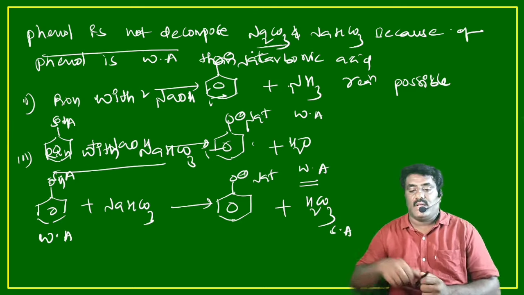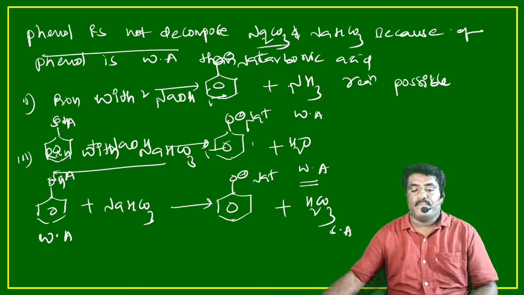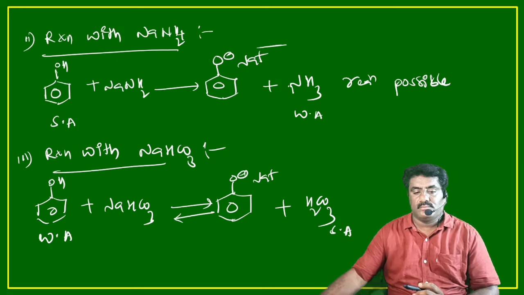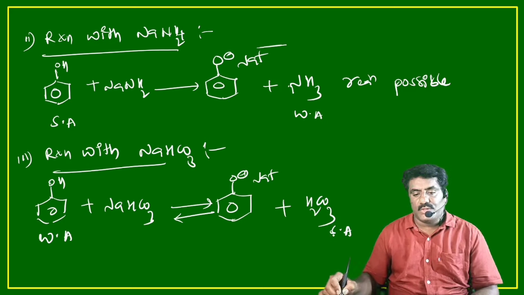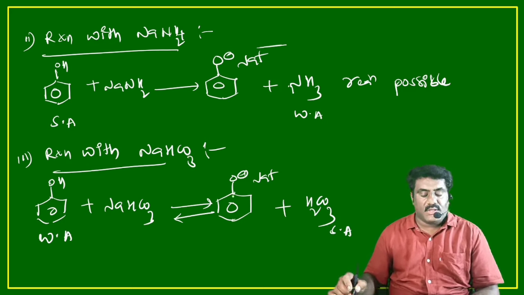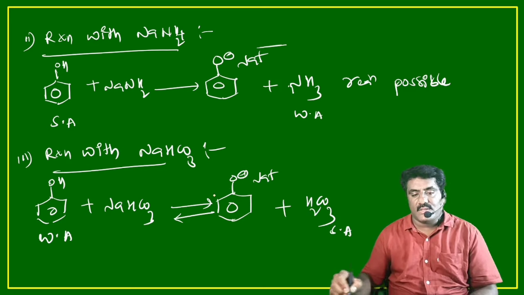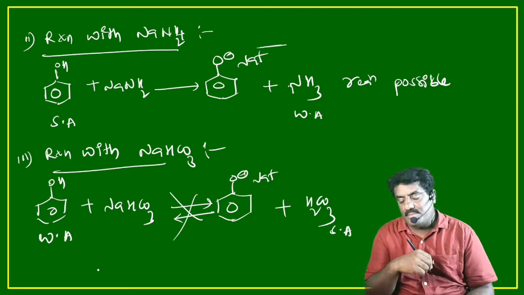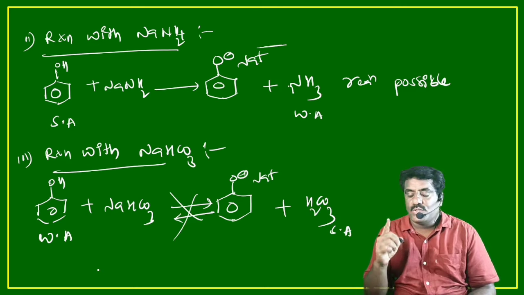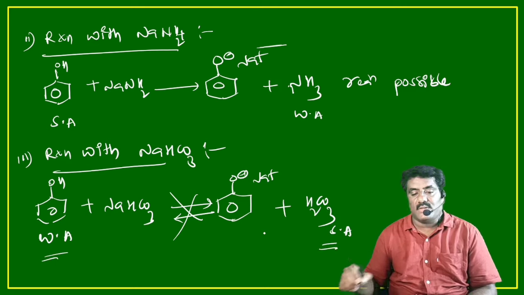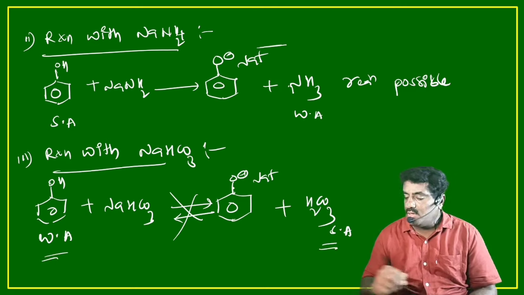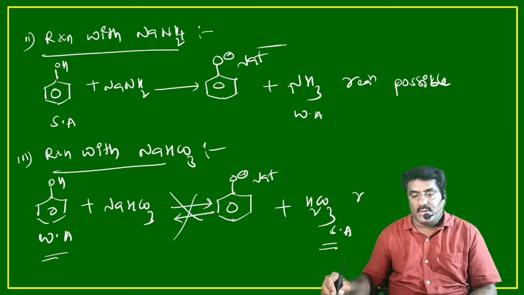Phenol is a weak acid. In the reaction with sodium bicarbonate, H2CO3 formed is a strong acid, so it is a reversible reaction. This reaction does not occur. It is not possible with sodium bicarbonate, because the right hand side is a strong acid. No reaction.